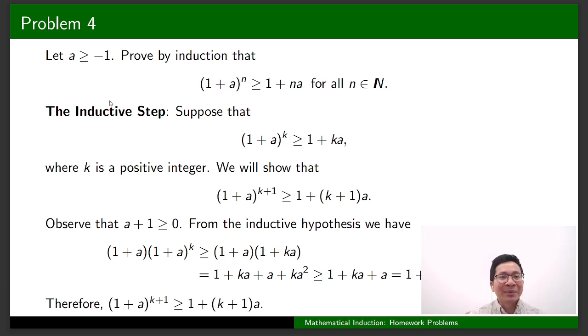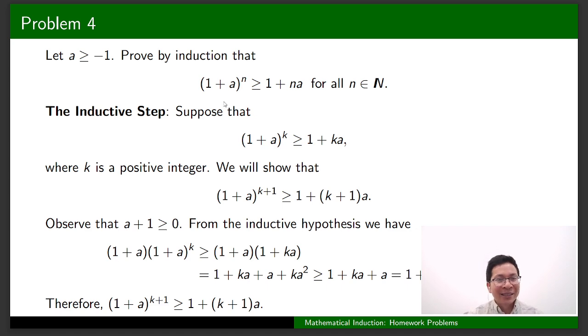Okay, in problem number 4, we have to prove that if a is greater than or equal to minus 1, then this is true: 1 plus a to the nth is greater than or equal to 1 plus n times a for all n in N. And this is called the Bernoulli inequality, a very well-known inequality. It means that no matter what n you plug in here, as long as a is greater than or equal to minus 1, the left-hand side is always greater than or equal to the right-hand side.